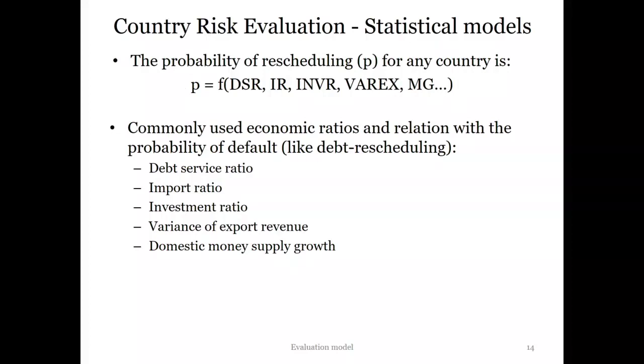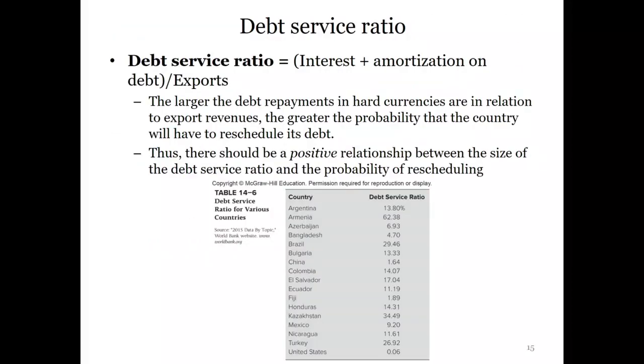So the next thing we're going to do is I will go through each of these, the 5 most commonly used country-level factors that help banks explain a country's probability of rescheduling. And what you need to know is the correlation between each of these ratios and a country's probability of rescheduling, and the reason for that, right? So start with debt service ratio. It's calculated by adding interest and amortization on the debts over exports.